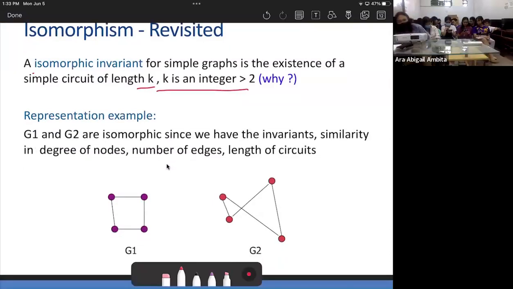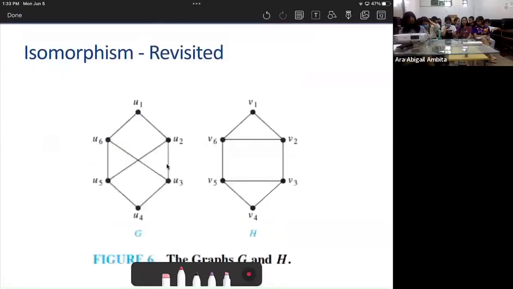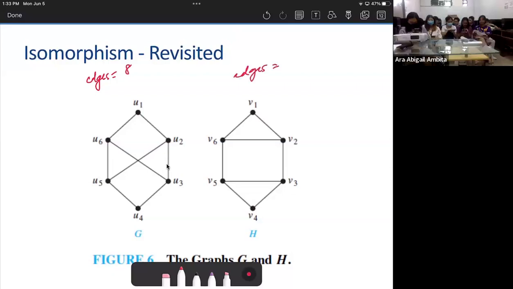So tingnan natin ilan yung edges ni J. 4? Ilan yung edges ni J? Number of vertices, 6. Then vertices, 6 din siya.